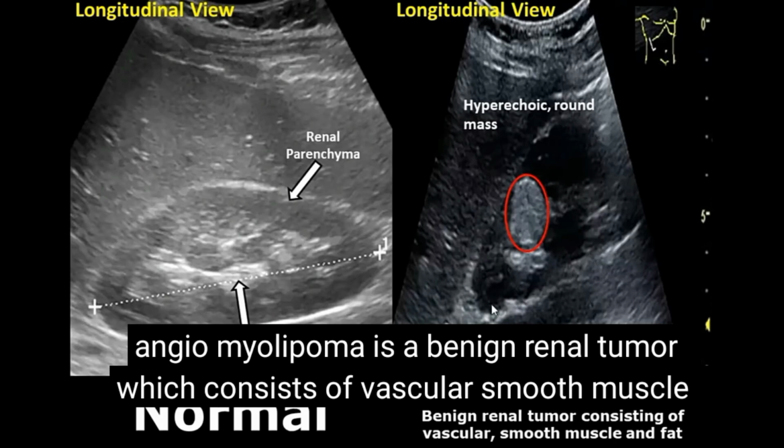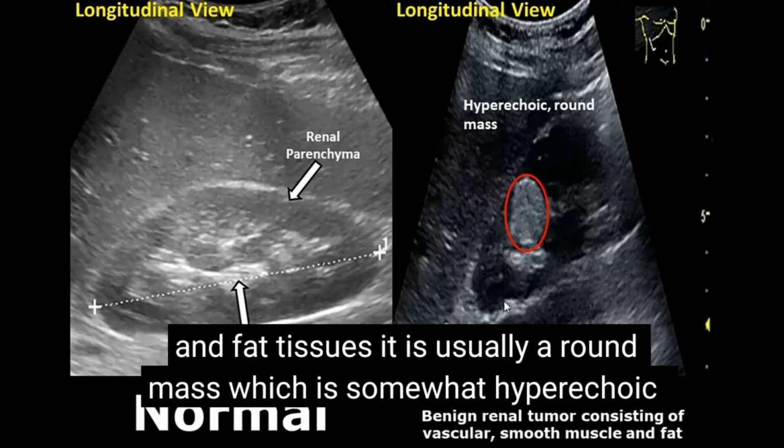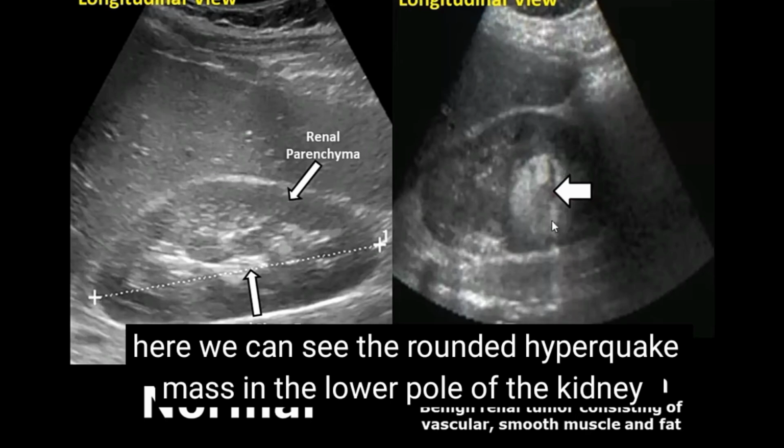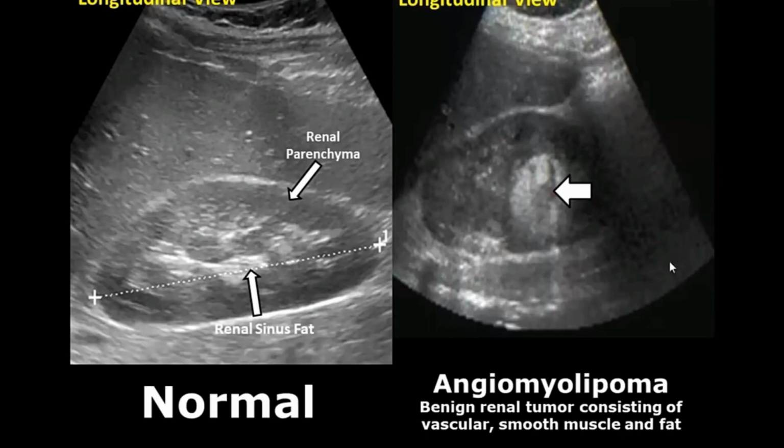Angiomyolipoma is a benign renal tumor which consists of vascular, smooth muscle and fat tissues. It is usually a round mass which is somewhat hyperechoic. Another longitudinal view of the kidney showing angiomyolipoma. Here we can see the rounded hyperechoic mass in the lower pole of the kidney.